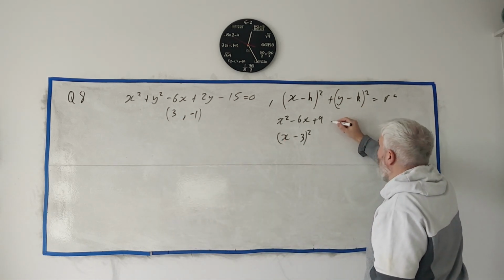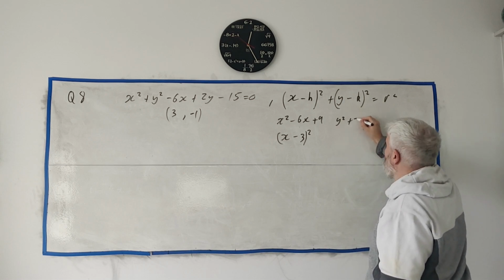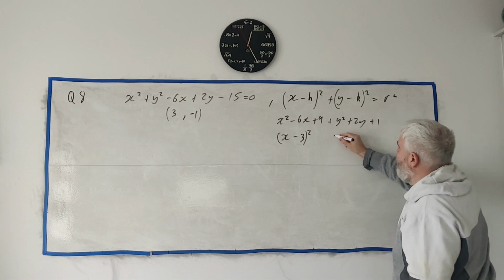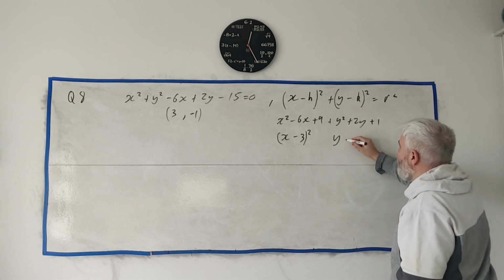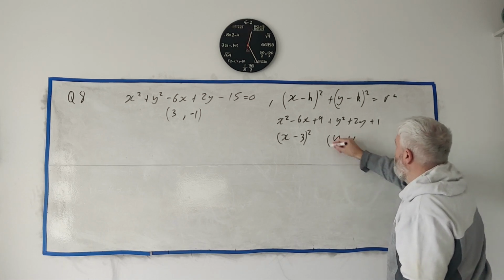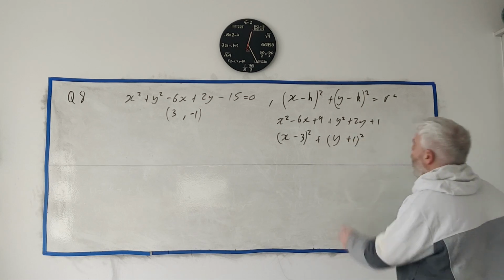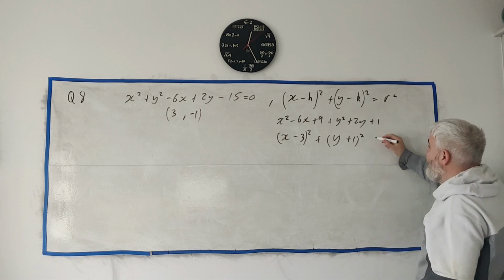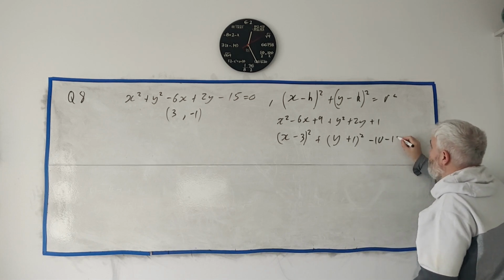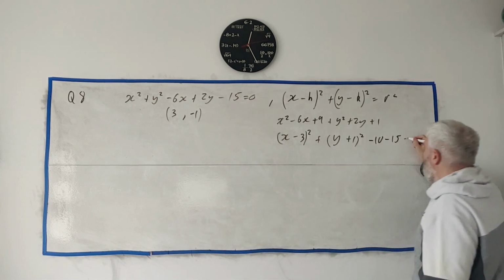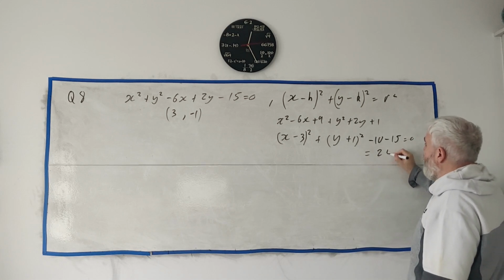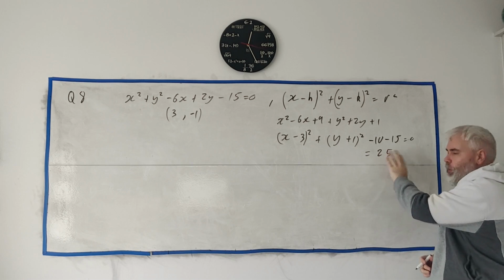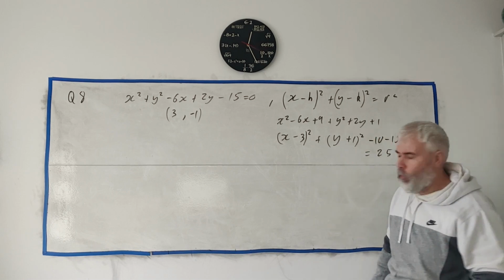I do the same for the y squared plus 2y. If I add an extra 1 in there, that completes that square, and we get y plus 1 squared. The problem is I've added an extra 10 in, so I need to take that away, minus 10, and there was also a minus 15. So that's where we get equals 25. So the center, the radius is 5. We don't need this, I just wanted to point it out.